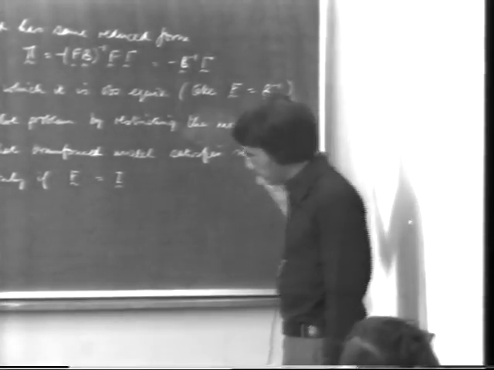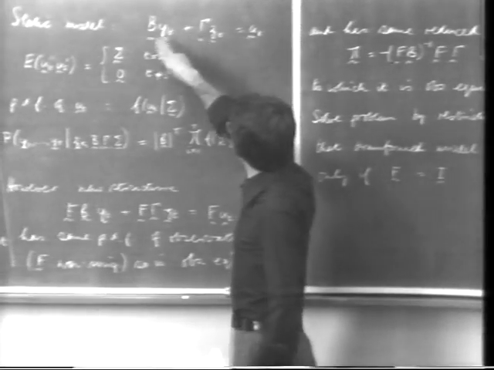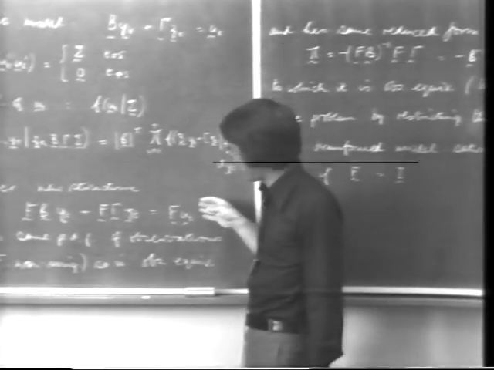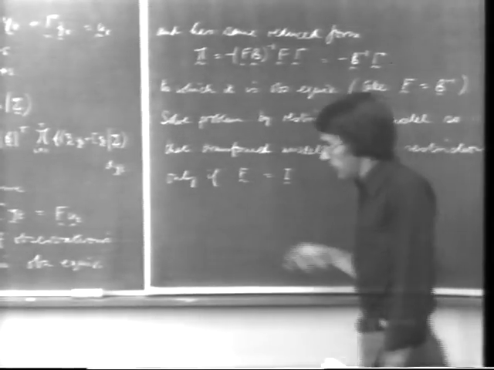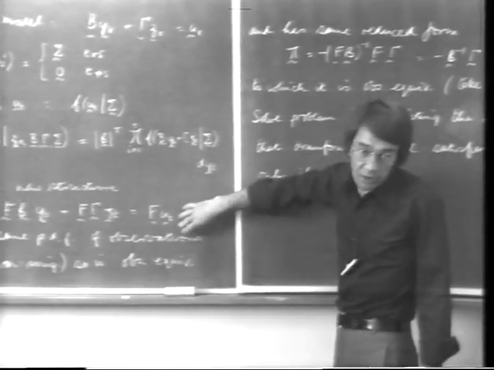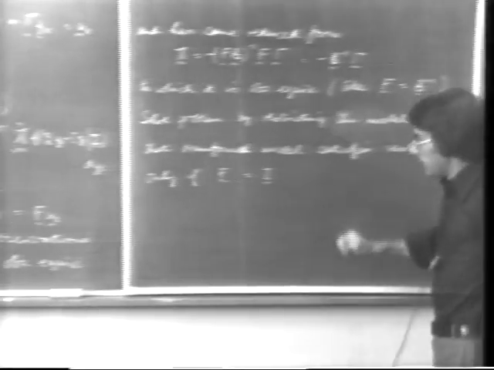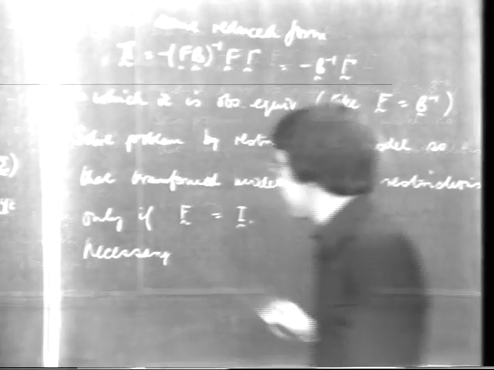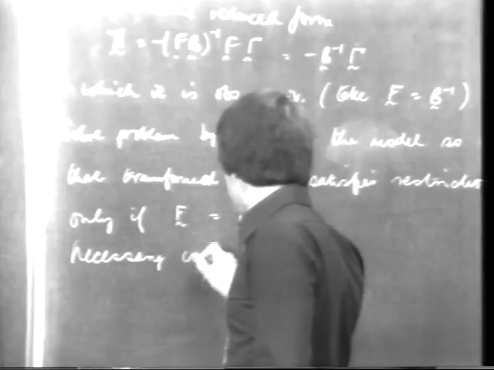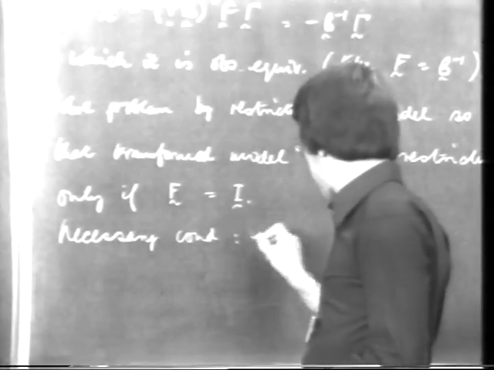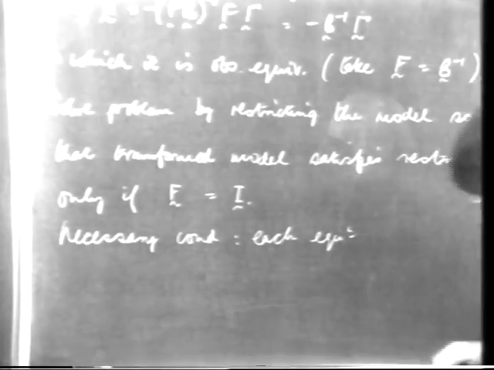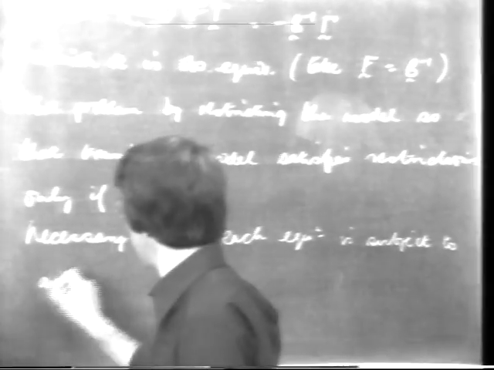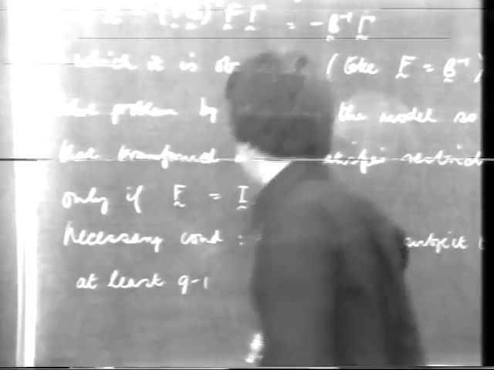So basically what we do then is to impose restrictions upon typically the B, beta and gamma matrices such that a transformed structure will not satisfy those restrictions, or what one might say, such that a transformed structure is not, to use one of the terms, model admissible. A necessary condition, based upon the number of such restrictions necessary, is that each equation of the model is subject to at least G minus 1 linear homogeneous restrictions.